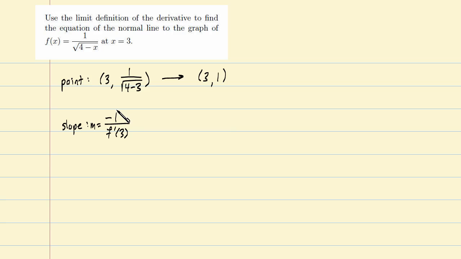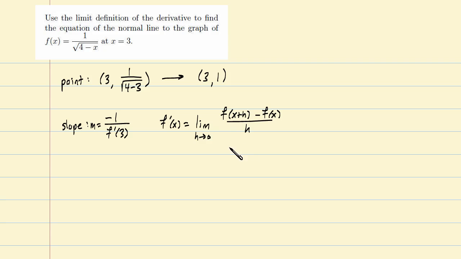Of course, to actually get the value here, I will need to figure out what f prime is doing. And that's where our limit definition of the derivative comes in. Recall, we can find f prime of x if we simply evaluate this limit. The limit as h goes to 0 of f of x plus h minus f of x, all of that over h. Very important that you can rattle that off very quickly.